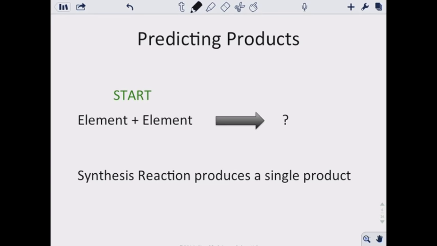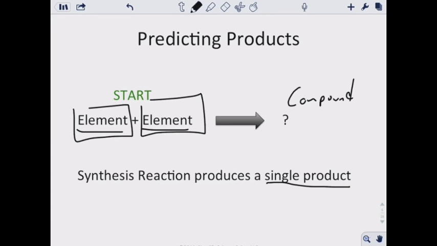So in predicting products, we're going to talk about it in terms of elements and compounds, kind of like what we did with the types of reactions. Starting here, if we start with an element and an element, a synthesis reaction will occur, and it produces one single product. So an element plus an element is going to produce a compound. It'll be a compound of the 2 elements that we started with. Okay, that's for a synthesis reaction.